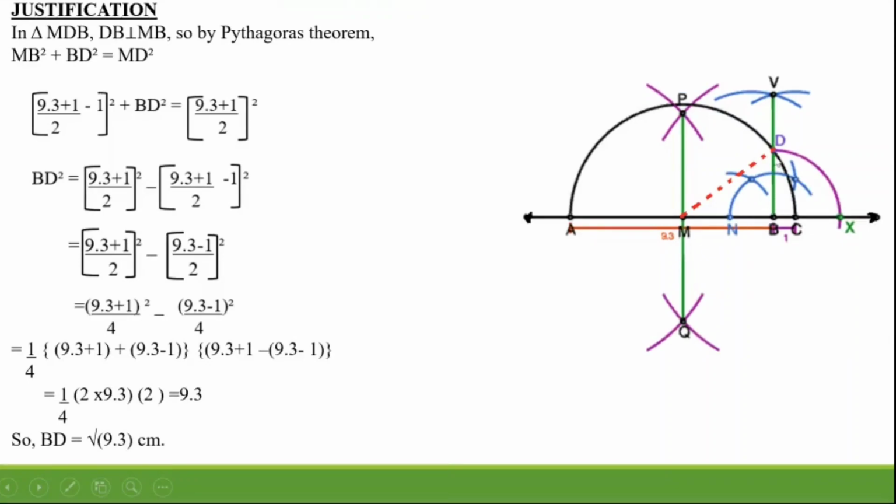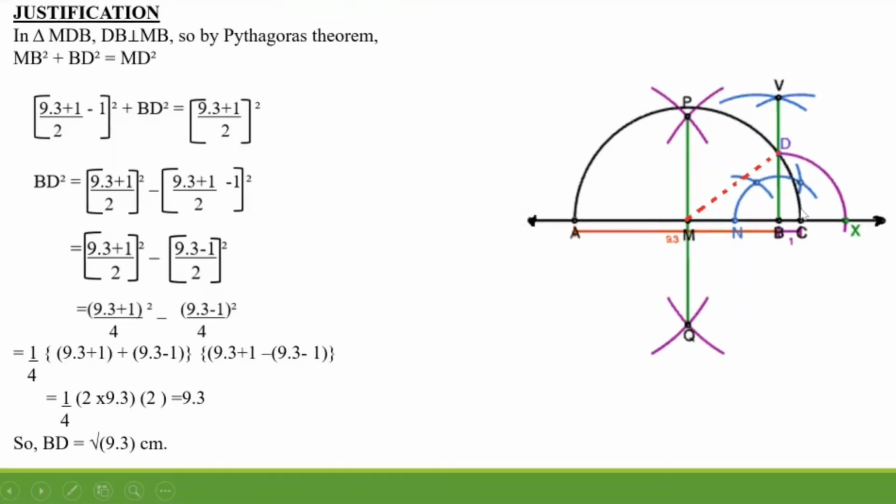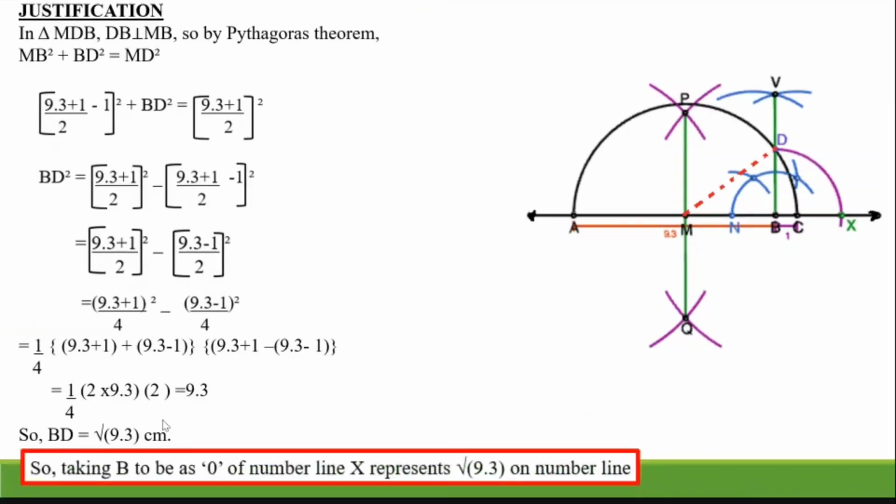With BD as radius, I have made this arc to intersect this line at point X. So BX is also equal to BD, which is root 9.3 centimeters. Taking B as the 0 of the number line, X represents root 9.3 on the number line. So I hope it is justified.